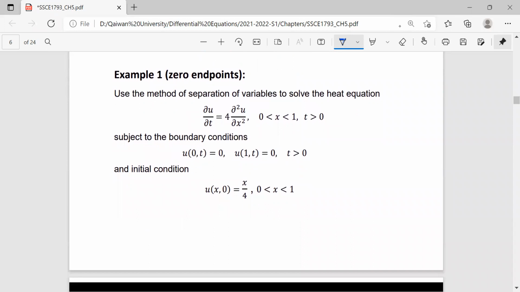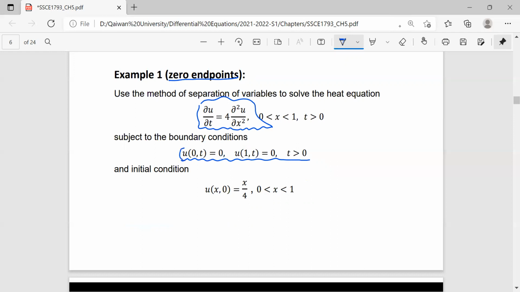We have an example about zero endpoints. If you look at the conditions, you know that it is zero endpoints: u of 0,t is 0, and u of L,t is 0. L here is 1. It says solve this heat equation: partial u by partial t equals 4 partial squared u by partial x squared. As I said before, alpha squared could be a positive value, and here it's 4. That means alpha is 2.